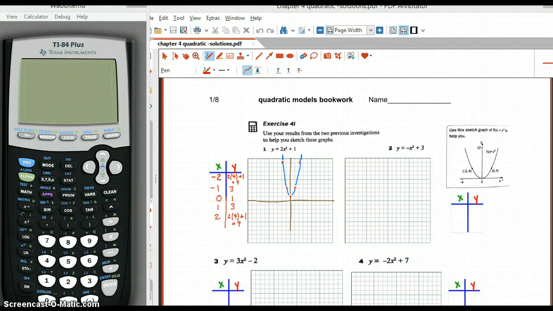Okay, welcome to the first class work help video. On the first page of the quadratic models bookwork, I'm going to show you how to do the first problem for I.